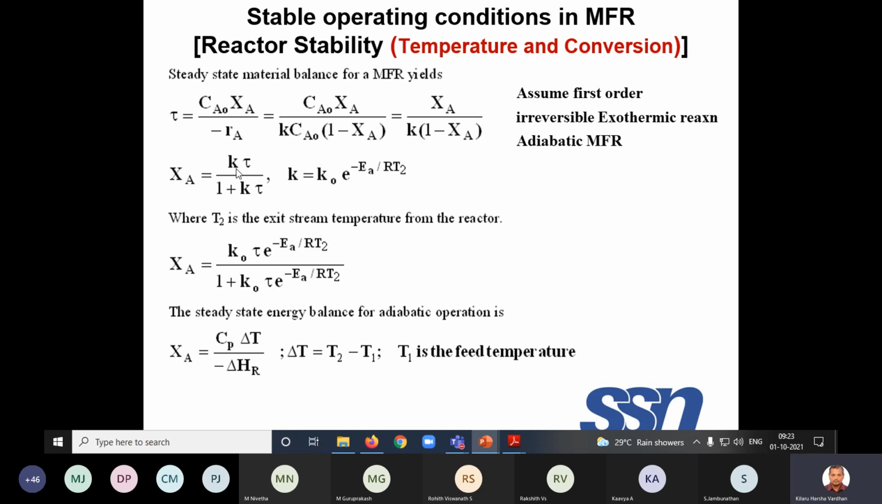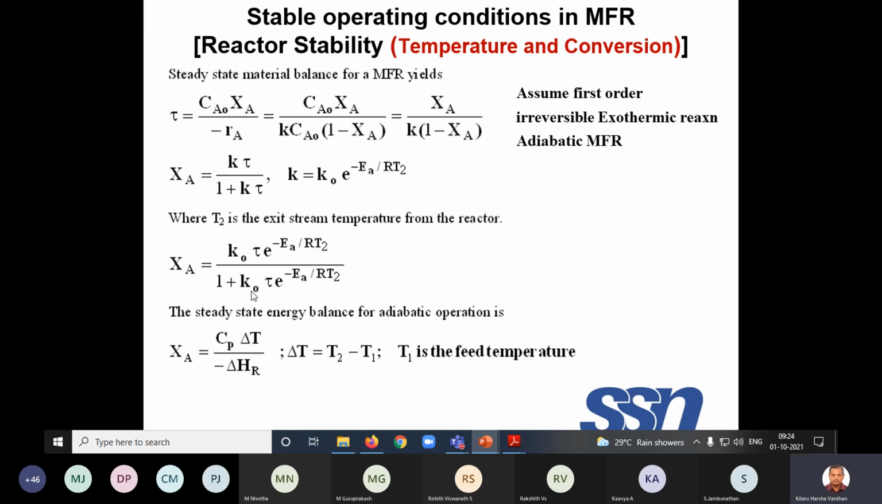Now, for heat effects, if the temperature is increasing, this K will change. This is the temperature. Now, if you put this here, then what will happen? Kt is the exit temperature. So K naught tau e power minus E by RT KT2 divided by K naught T, this particular thing.